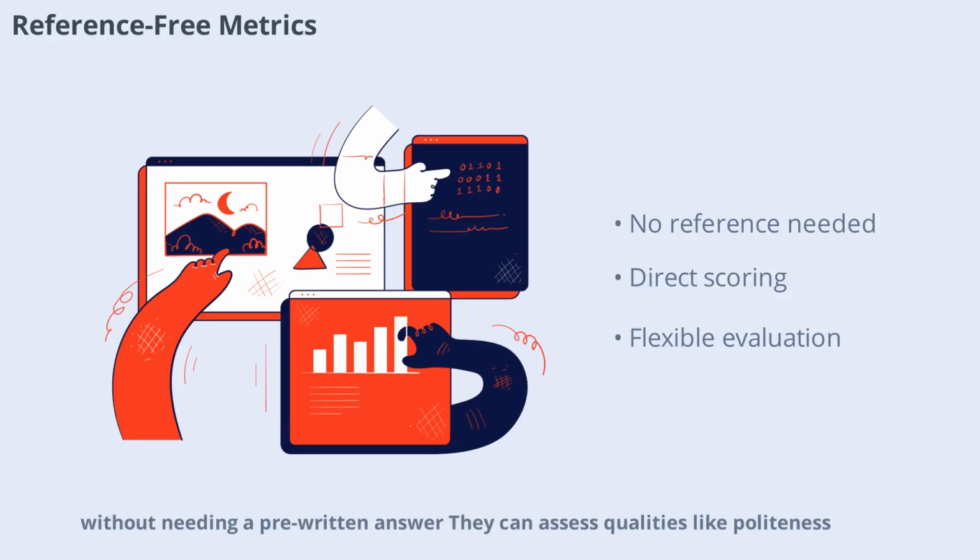Reference-free metrics evaluate LLM responses without needing a pre-written answer. They can assess qualities like politeness, coherence, or toxicity using classifiers or LLMs. For example, a moderation tool might score responses for offensive language directly, without comparing to a reference. This approach is useful for open-ended tasks where ground truth answers are impractical.